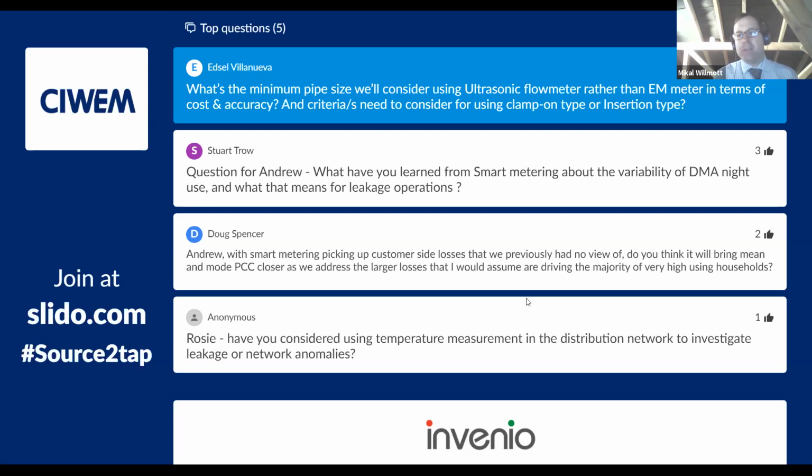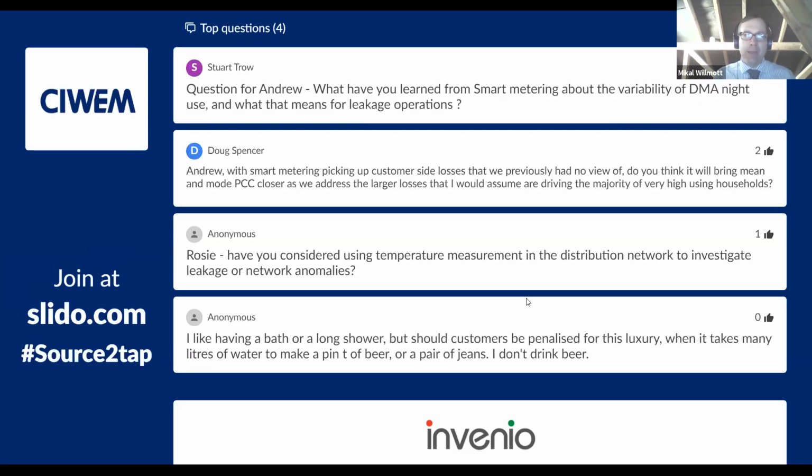Probably the last question for all our panelists here is just to talk about the variability. We know a lot more from the work that Rosie's talked about, the work that we've seen in Welsh Water, the work that Andrew's talked about with smart meters and with all the different sensors we can now use. What does that teach us about the variability of night use? And what does that teach us about operational leakage and how we do leakage operations? Rosie, I'm wondering if you've got a thought on that.